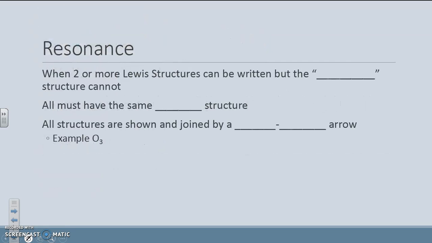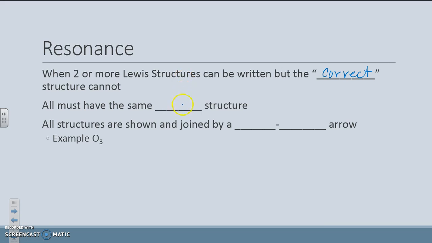Okay, so when you're writing a Lewis structure for a substance, sometimes you'll run into this thing we call resonance. Resonance happens when two or more Lewis structures can be written, but you can't really tell what the correct structure is. You can't give the actual correct structure because it can possibly have two or more. The reason there can be two or more is because you can have either what we would call functional groups or electrons put in different places, and it doesn't mean it's wrong. It just isn't 100% correct.